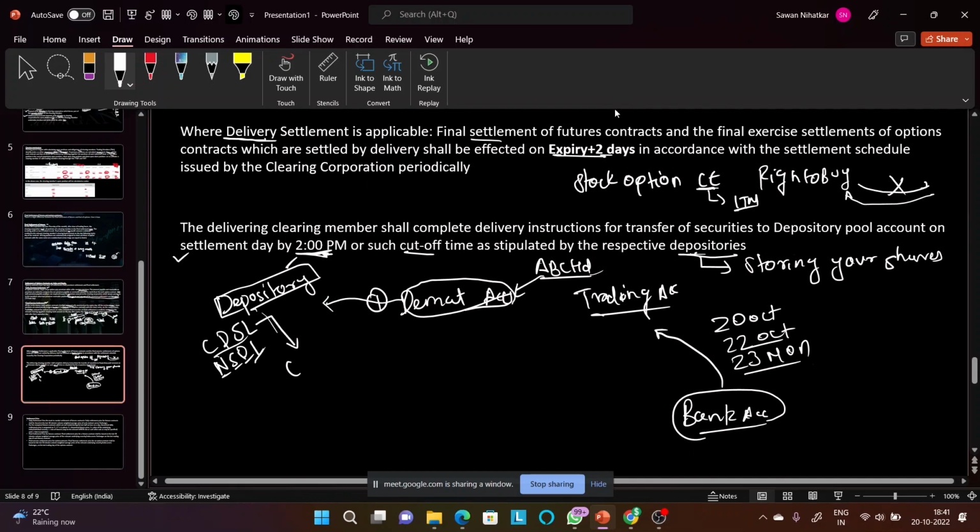अभी लेट से एक्सपायरी प्लस 2 डेज का मैकेनिज्म तो समझ में आ गया कि 2 दिन में वो आ जाएगा, लेकिन किस टाइम से पहले वो आना चाहिए, what should be the timing. जो डिपॉजिटरी ने टाइमिंग दिया हुआ है उसको हम लोग कट ऑफ टाइम बोलते हैं. तो वो एग्जैक्टली दो बजे का हो सकता है नॉर्मली, and it can be something else which is given by the depository. समझ गया?